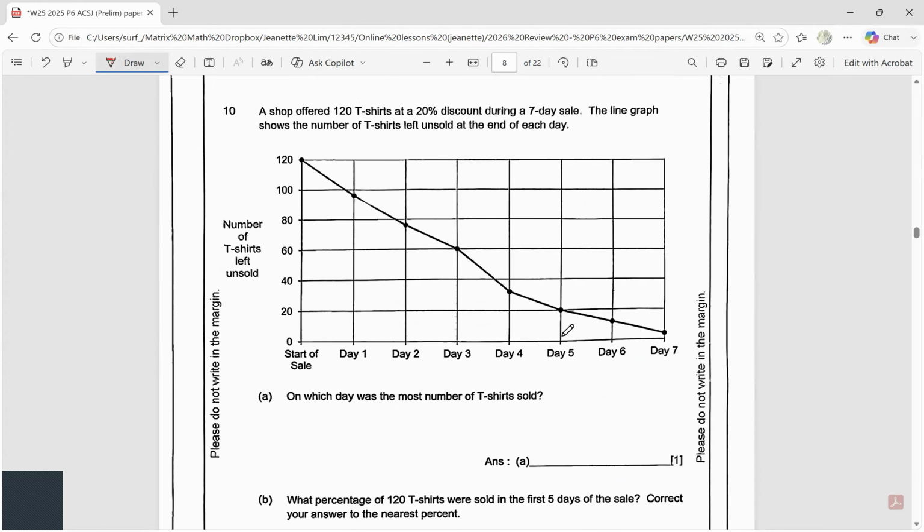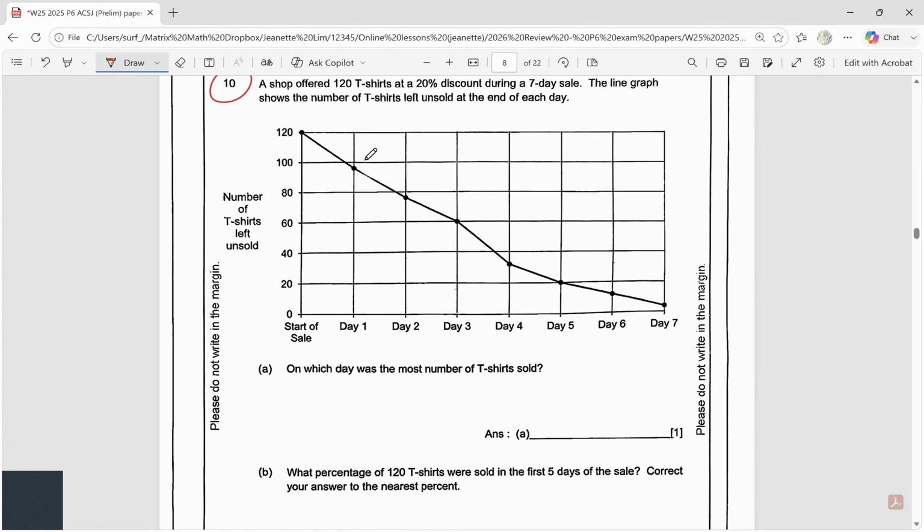Okay, question 10. A shop offered 100. Part C of this question cannot be done because the lines are not really shown. It needs to be shown in order to read the values. There are certain values that you need, for example, in day 2, you need the value there in order to solve part C. So because the lines are not given, you can't tell the exact value. So part C is not possible to do because of the lines. Okay, so this question, take note. But A and B can still be done. I'll just show you what to do if the lines are drawn.